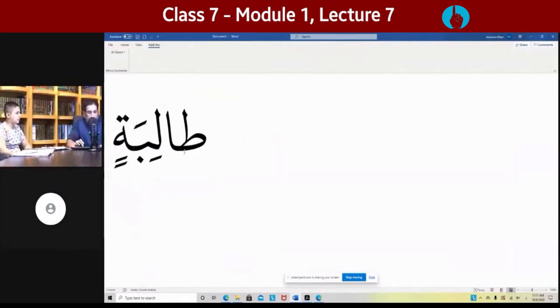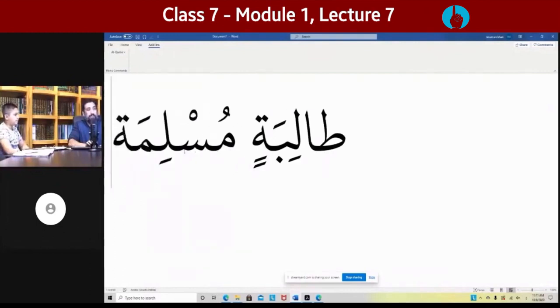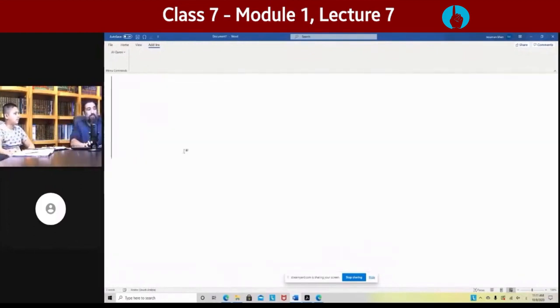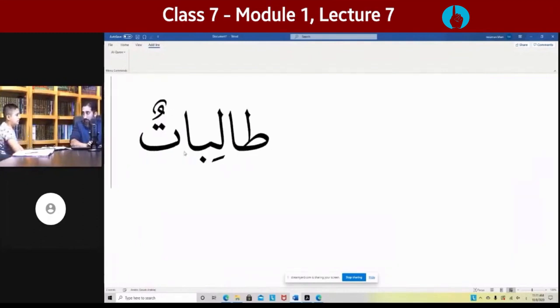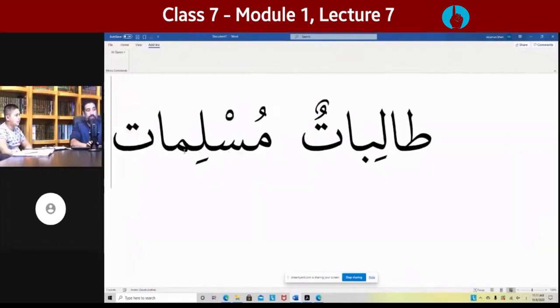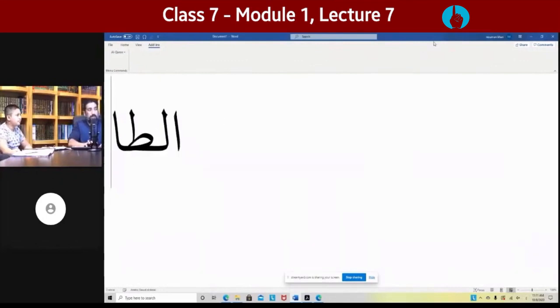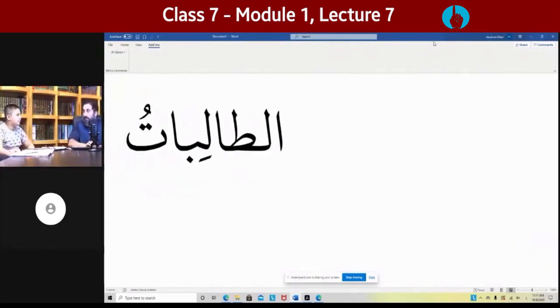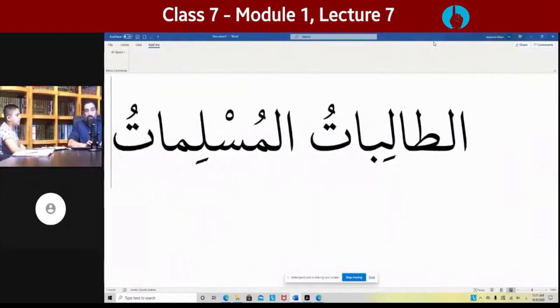So if I say talibatin, I made two changes. I made it feminine, put a hijab on it, so it's a female student, and it's jar. If I wanted to describe it as a Muslim female student, I would say talibatin muslimatin. Whatever I do to the first, I gotta do to the second. If I said talibatun, female students, it would have to be muslimatun. If I made this one proper and I said at-talibatu, then I would have to say al-muslimatu. Whatever I do to the first one, I do to the second one.